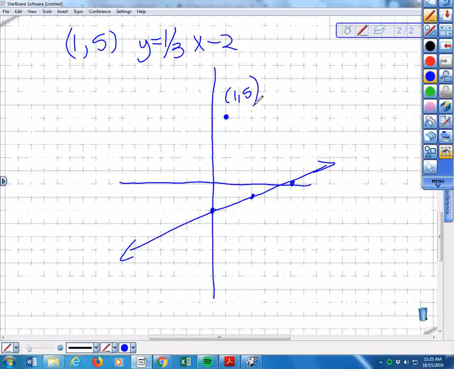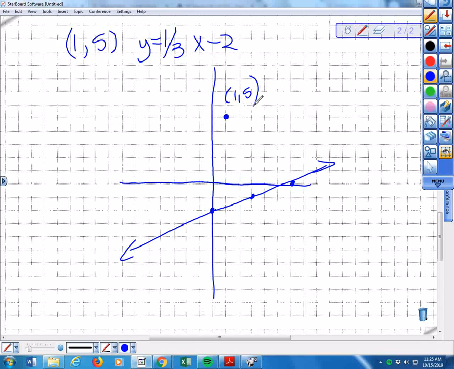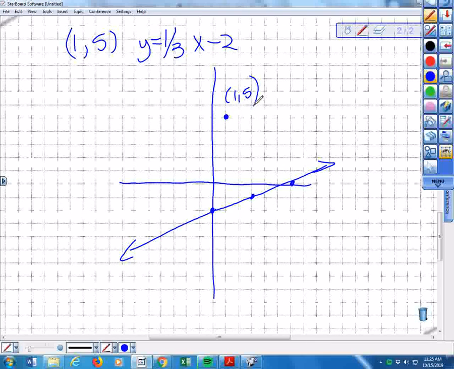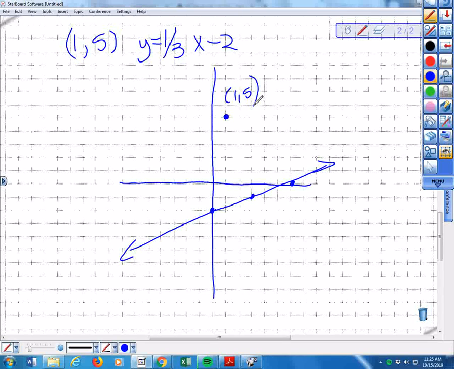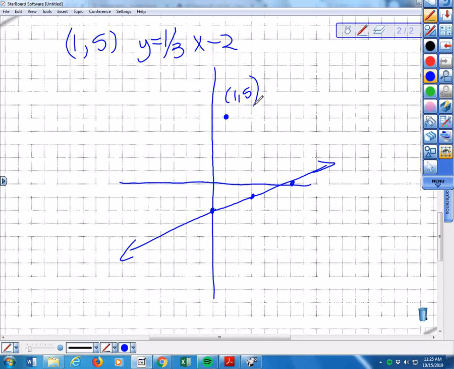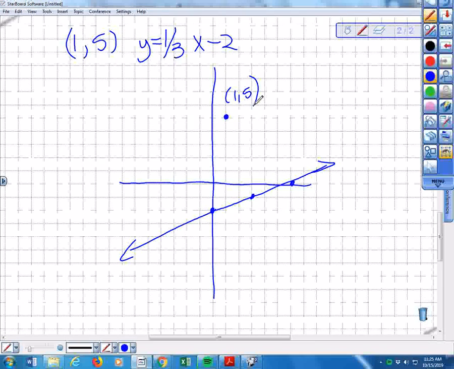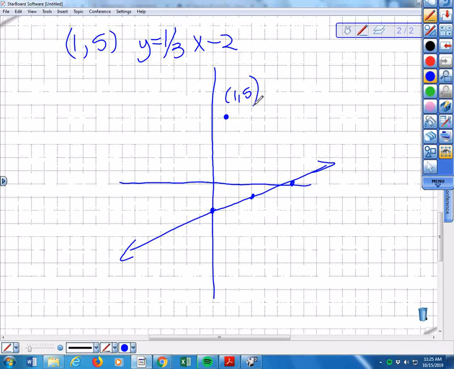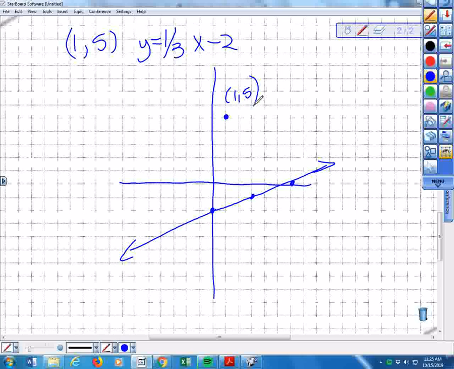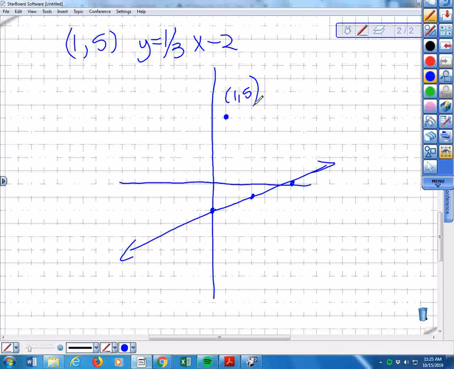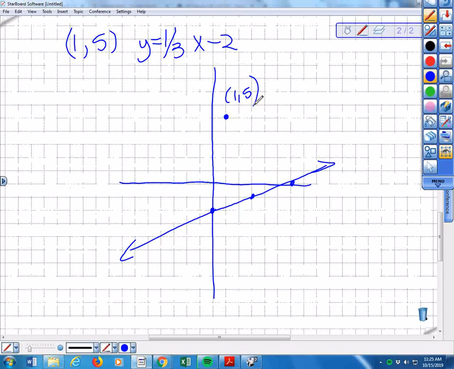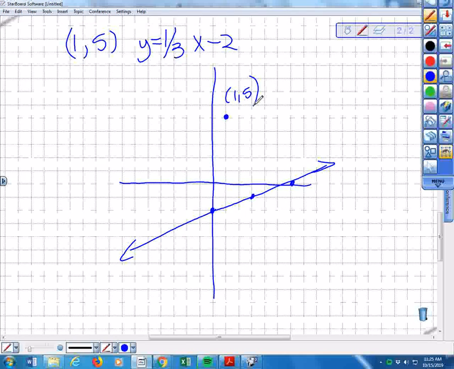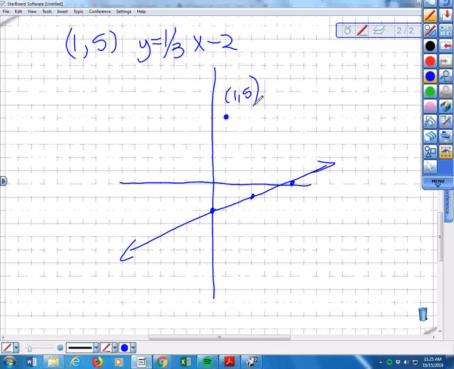So conceptually, what they're asking is, what is the shortest distance from this point to this line? Do you see that I could draw all kinds of lines to this line? They're all going to have different distances. But if I want to find the shortest distance, it's got to be the line that's perpendicular to this line. So it has to be the line perpendicular to this line.